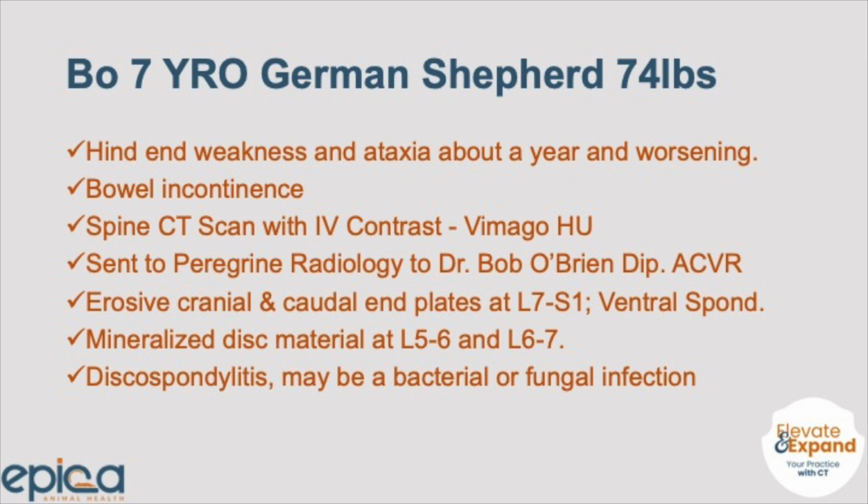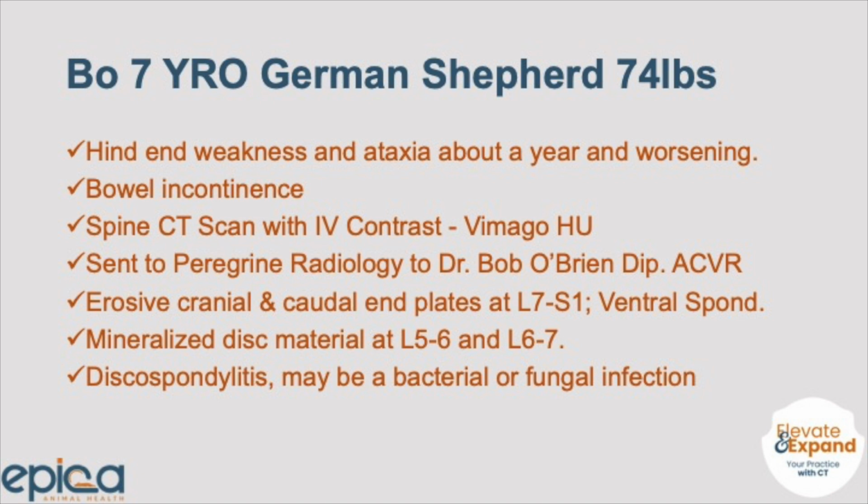Our first case today is a 7-year-old German Shepherd named Bo. He weighs 74 pounds. He came in with weakness in his hind end, ataxia. This has been going on about a year and getting worse. He has bowel incontinence. They went straight to the Vimago with this case. They did not take radiographs at this specific hospital. They use a Vimago HU, which is the second generation Vimago system. This was sent to Dr. Bob O'Brien of Peregrine Radiology for review.